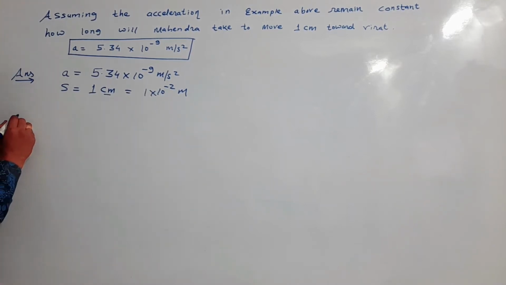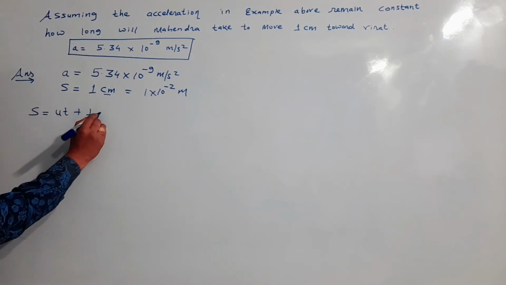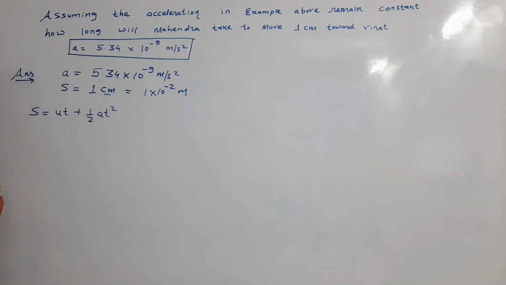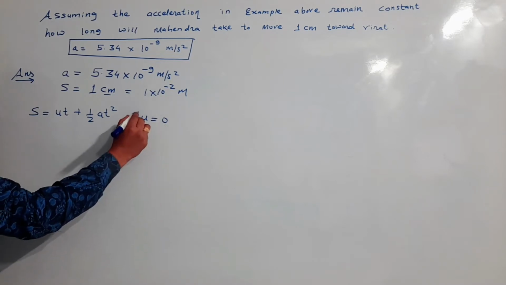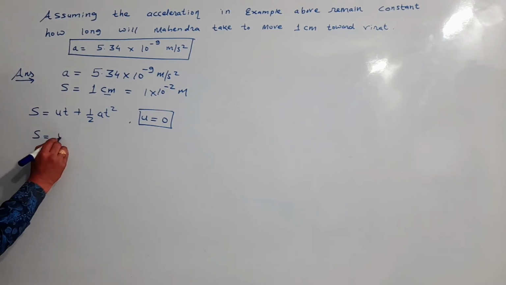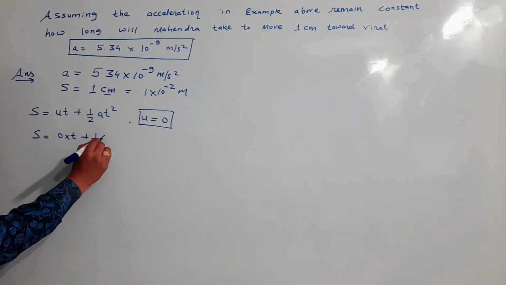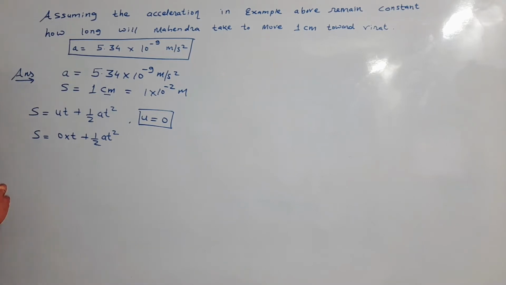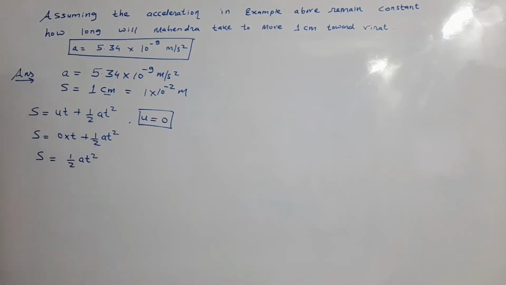My dear student, we have an equation: S is equal to ut plus half at square. Here u is initial velocity and it is 0. So S is equal to 0 into t plus half at square, we can write. S is equal to half at square we will get.